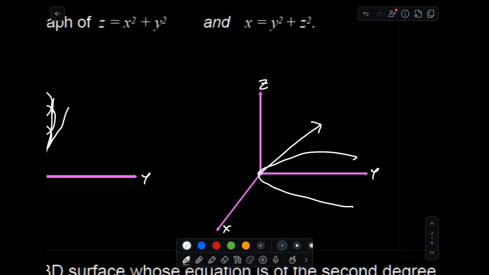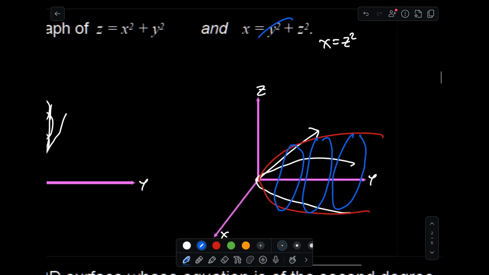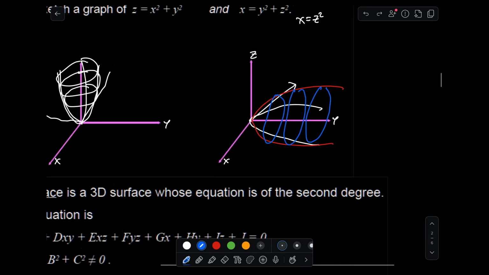And that would look like x equals z squared. Let's see what that would look like. And then you would draw these circles around it. And that would also be these circles right here, because this is also another way of drawing the circle right here.